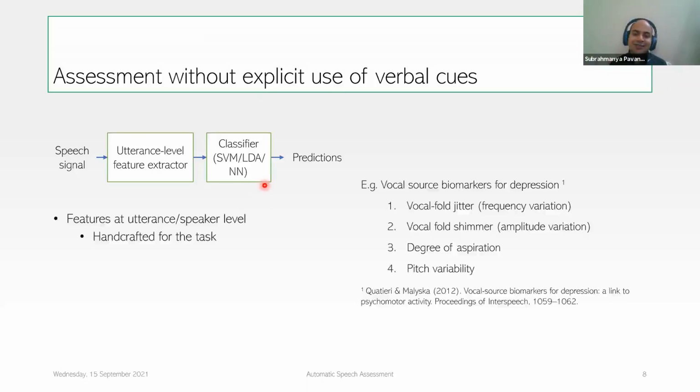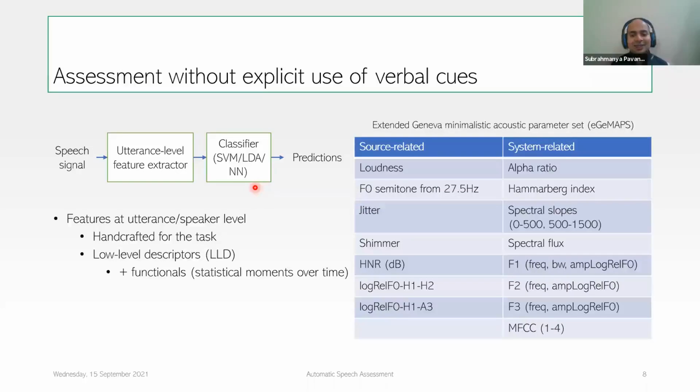Some tasks have a specific set of handcrafted features. For instance, vocal source biomarkers for depression that capture the variability in pitch frequency, especially in terms of the amplitude and frequency that capture tremble in the voice and the degree of aspiration. But several tasks have no such features. So people use a large set of generic paralinguistic features known as low-level descriptors, or LLDs. One such set is the extended Geneva minimalistic acoustic parameter set, which is shown here. These are short-time features, and so they need to be aggregated at an utterance level using statistical moments such as mean, standard deviation, skewness, and kurtosis over time. These are known as functionals in the literature.